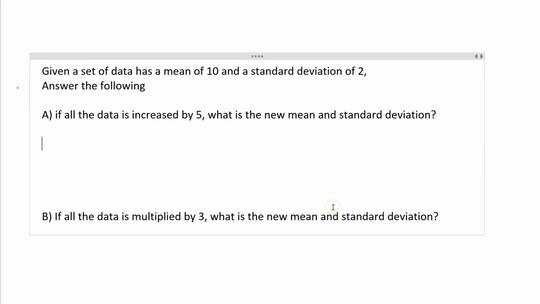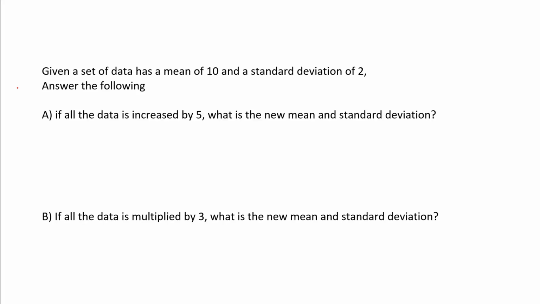Now let's go over one final example that talks about how mean and standard deviation are affected. Given a set of data that has a mean of 10 and a standard deviation of 2, answer the following. If all the data is increased by 5, what is the new mean and what's the new standard deviation? So let's think about this. Mean is just the average. So if you add 5 to all the numbers, you're just going to add 5 to the average. So my new mean is going to be 10 plus 5, or 15.